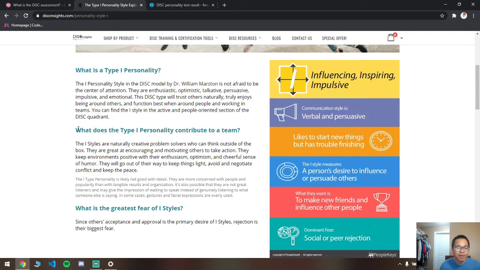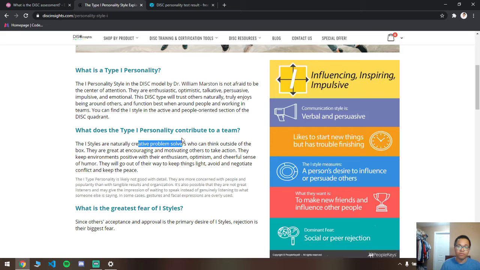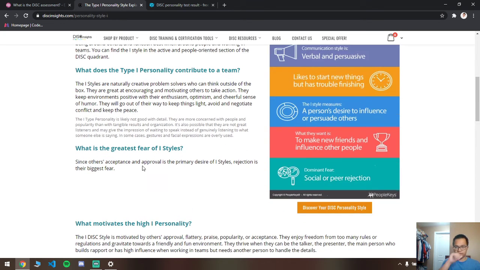Okay. What does the I personality contribute to a team? They are naturally creative problem solvers who can think outside of the box. They're great at encouraging and motivating others to take action. They keep environments positive with their enthusiasm, optimism, and cheerful sense of humor. They will go out of their way to keep things light, avoid and negotiate conflict, and keep the peace.